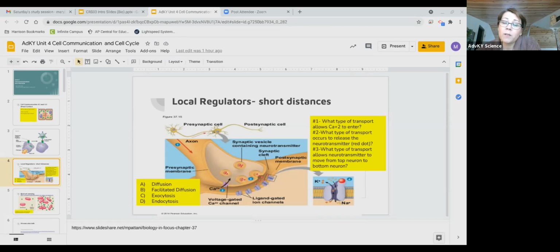Another common question that I have seen come up in the past, you see this picture. This cell is trying to talk to this cell, and it is going to talk by using this signal. Once the red circle, the neurotransmitter, is released, it's going to make it to this cell. So what type of transport, A, B, C, or D, is going to occur to get the red dot, the neurotransmitter, to this cell? Again, use chat. Which type of transport will get the red neurotransmitter from this cell down to this cell?